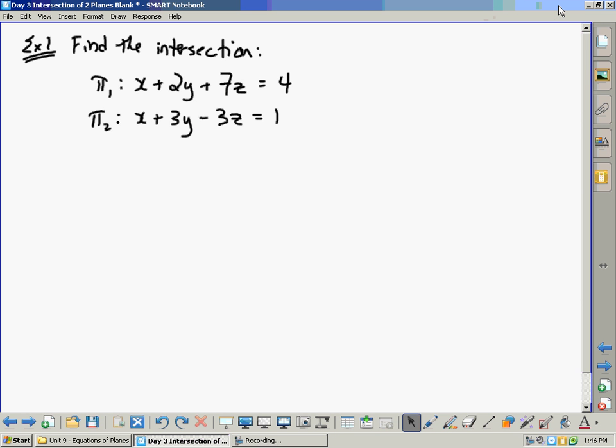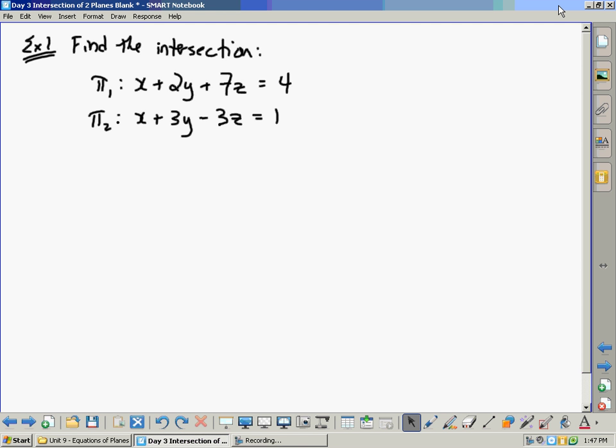Okay, in our first example then, we are looking at the intersection of these two planes. The first one is plane 1, x plus 2y plus 7z equals 4, and plane 2 is x plus 3y minus 3z equals 1. So you'll notice that a lot of these are going to be similar to the strategies we had when we were finding the intersection of two lines, that we're going to first see if we can eliminate some of the possibilities.